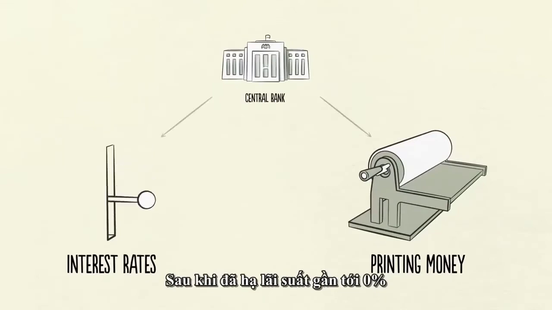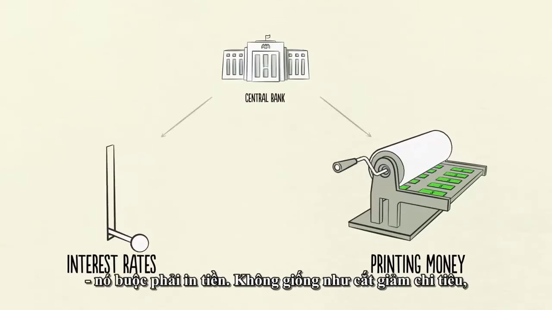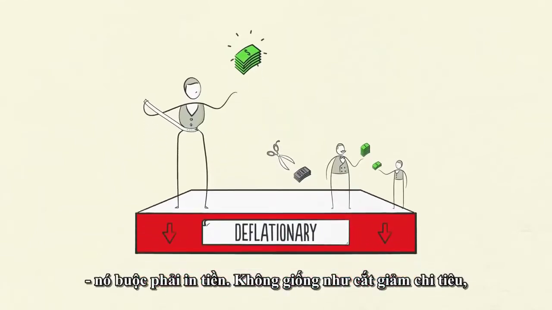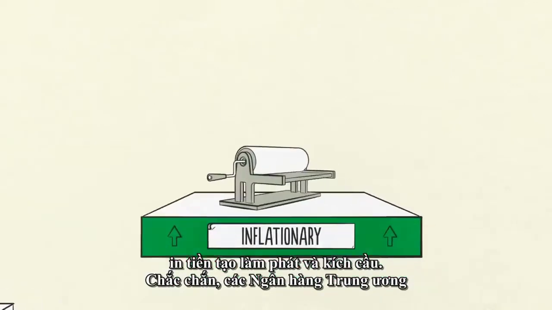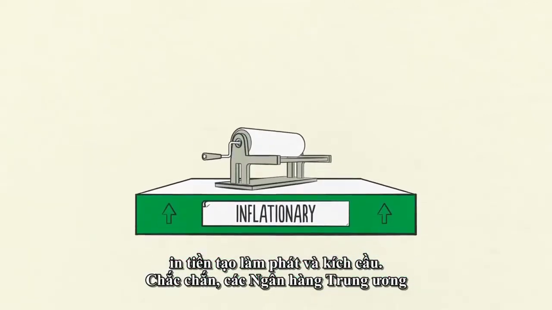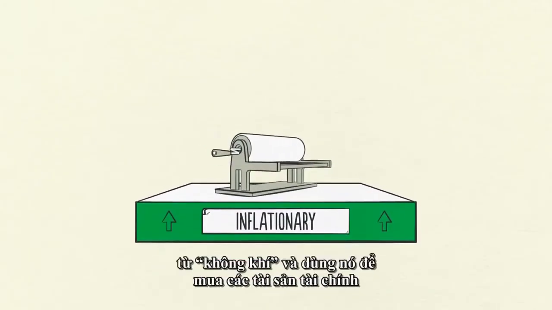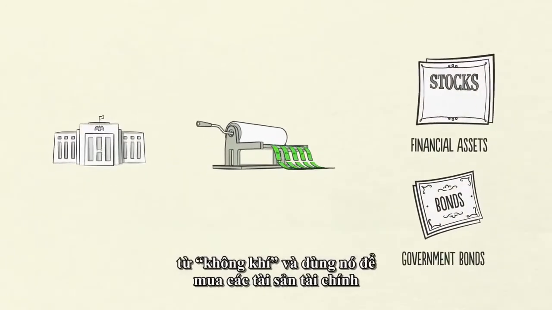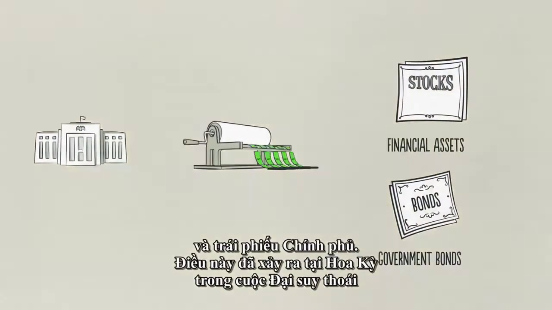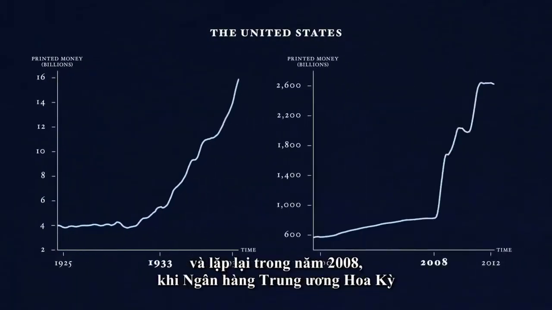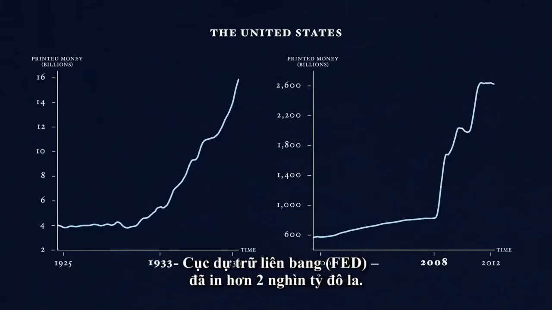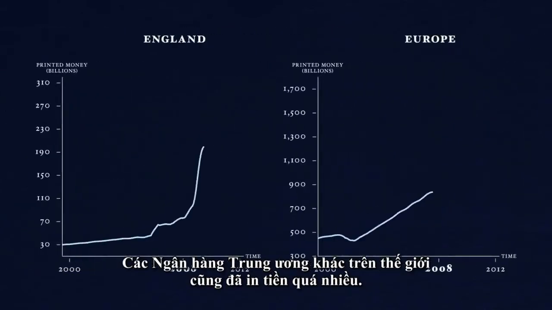Having already lowered its interest rates to nearly zero, it's forced to print money. Unlike cutting spending, debt reduction, and wealth redistribution, printing money is inflationary and stimulative. Inevitably, the central bank prints new money out of thin air and uses it to buy financial assets and government bonds. It happened in the United States during the Great Depression, and again in 2008 when the United States Central Bank, the Federal Reserve, printed over $2 trillion.